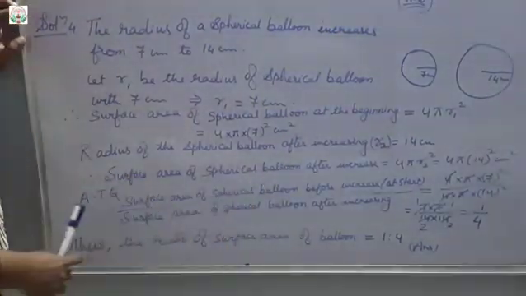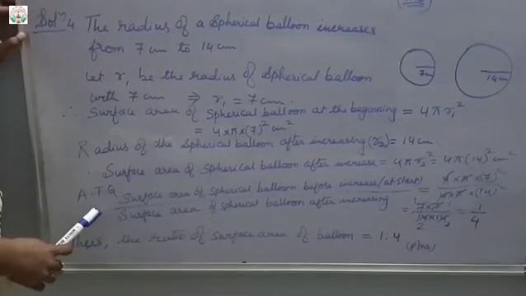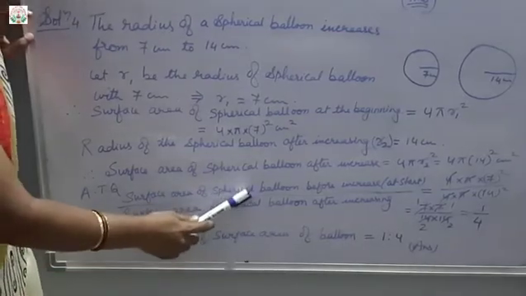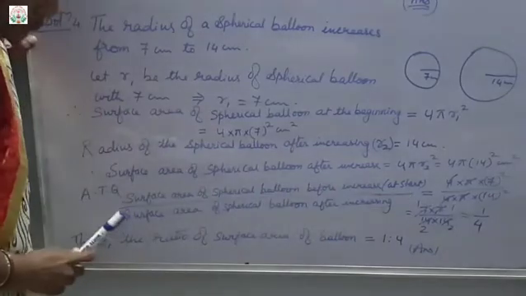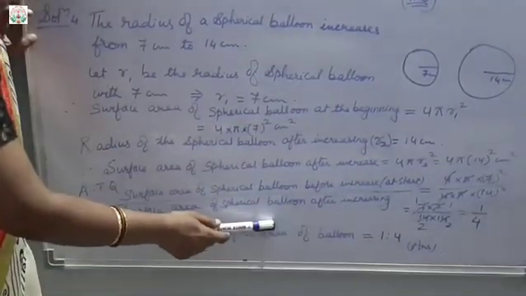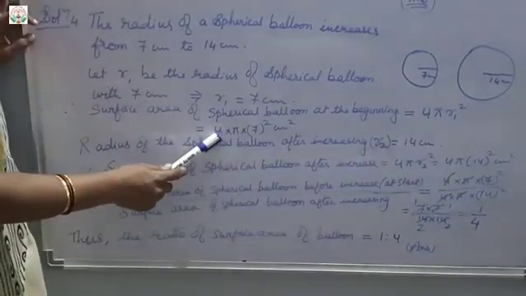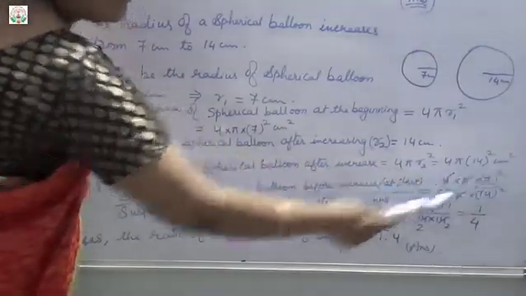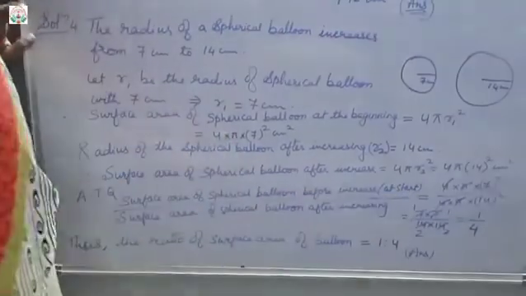So that you can write here now. According to the question, what is given? You have to find the ratio of both. So according to the question, the ratio of surface area of the spherical balloon before increase, that is at start, upon surface area of the spherical balloon after increase, because we have to find the ratio of these two. So now equals to what? What was the formula we have written for these values? That is 4 into pi into 7 square upon 4 into pi into 14 square.